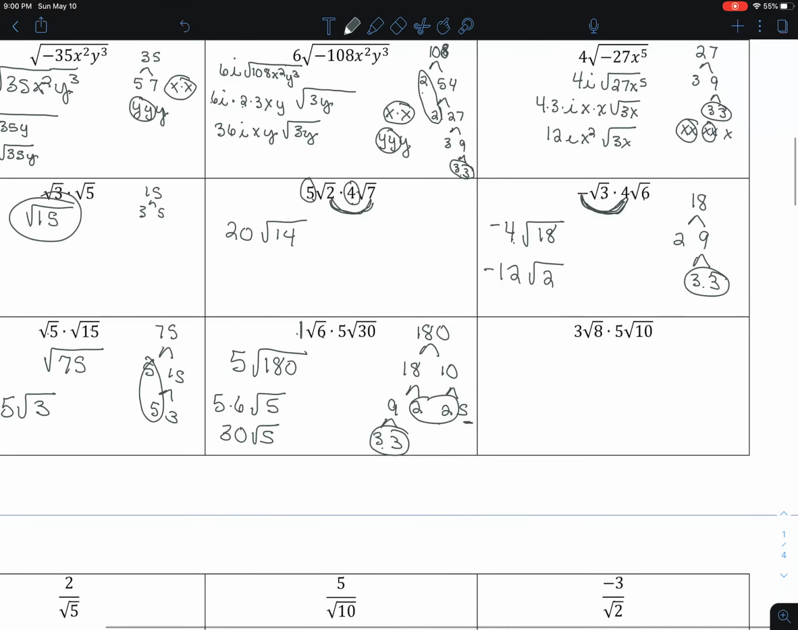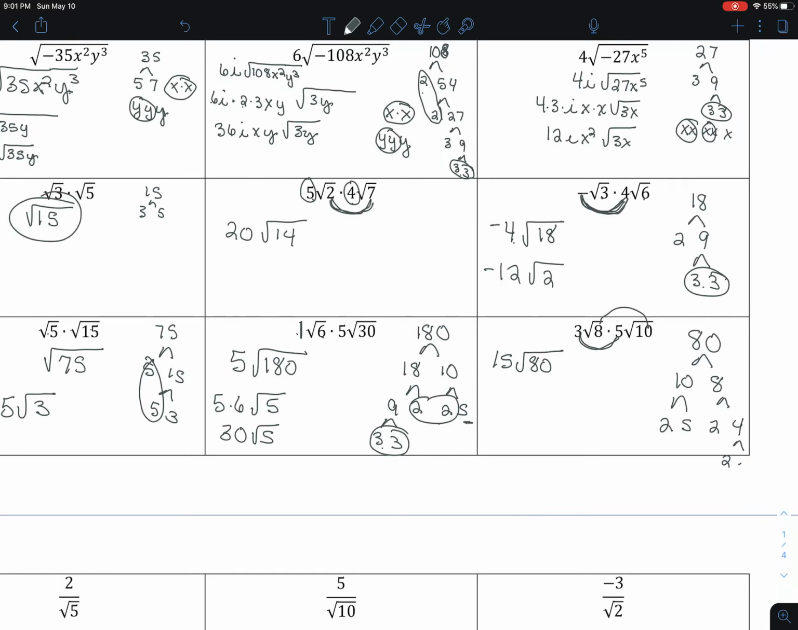For this one, again, we multiply the outsides together. So that's 15. We multiply the insides together, and that's the square root of 80. So simplifying 80, I get 10 times 8, 2 times 5, 2 times 4, 2 times 2. How many 2's do I have? These 2 go together, and these 2 go together. They come out as 4 because 2 times 2 is 4. So I have 15 times 2 times 2, and 5 is left. So I have 60 square root of 5.